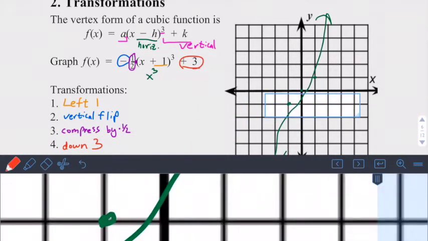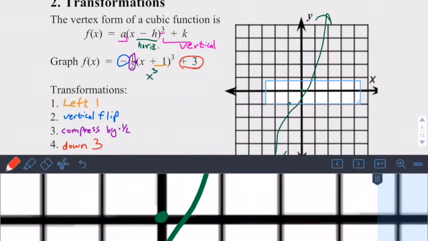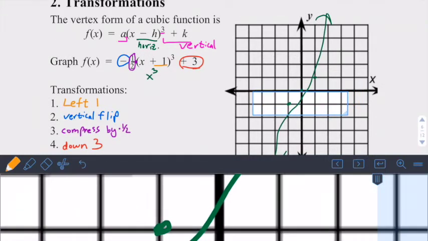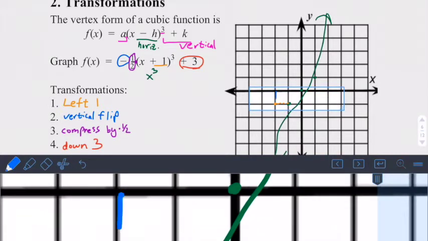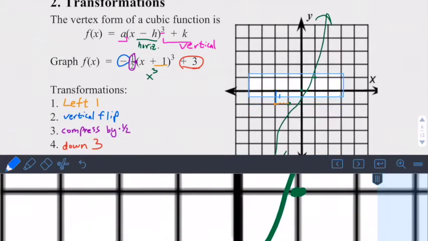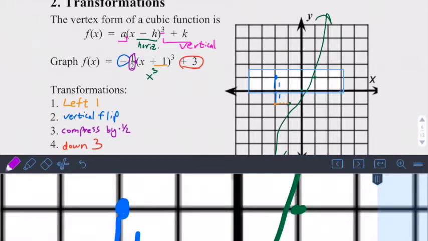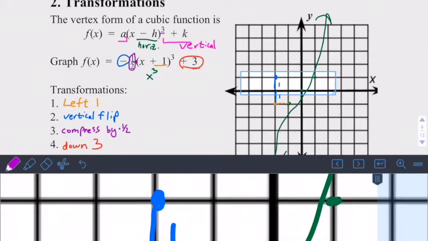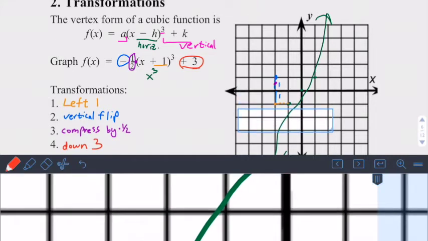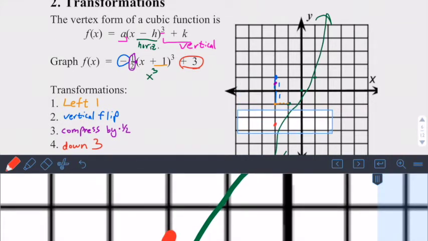So remember, I'm going to take every point and I'm going to shift it in those directions. So I'm going to start with this point. I'm going to go left 1. Then I'm going to flip it vertically. Well, it's 1 away, so I need to go 1 away above. Now to compress it by 1/2, I need to go half as far, so 1/2. And now I'm going to move it down 3. 1, 2, 3. And there's my final point.